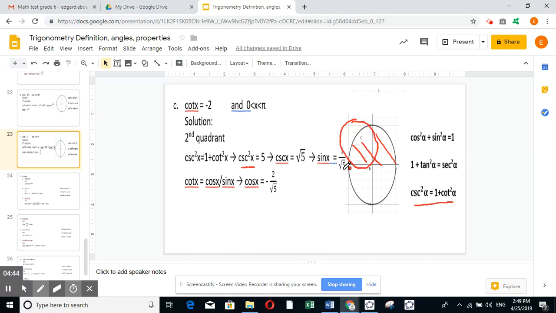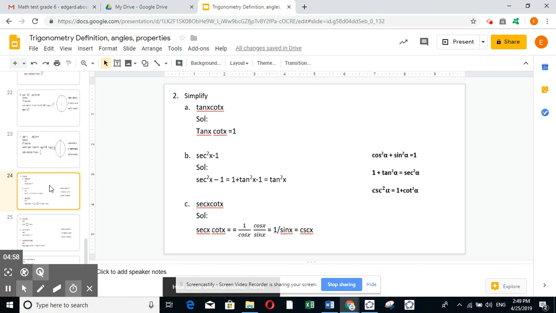My aim is to find now cosine. I know cotangent is cosine over sine. So to find cosine, I cross multiply: cotangent times sine, which is minus 2 over radical 5. Then some simplification.